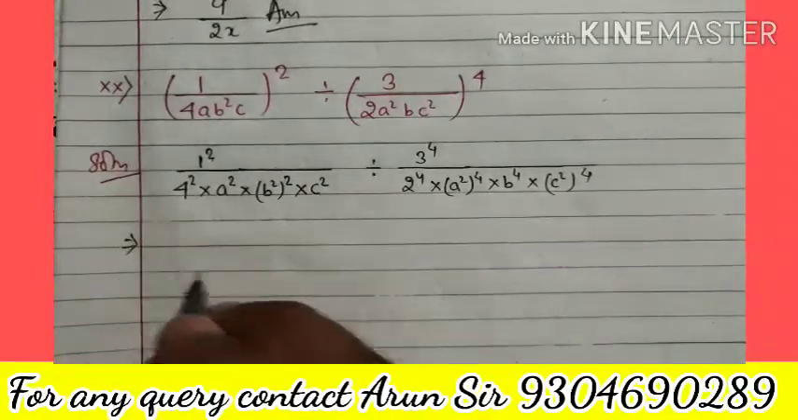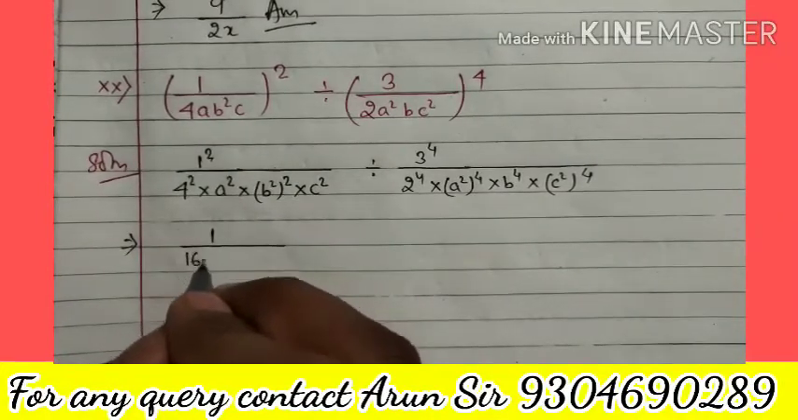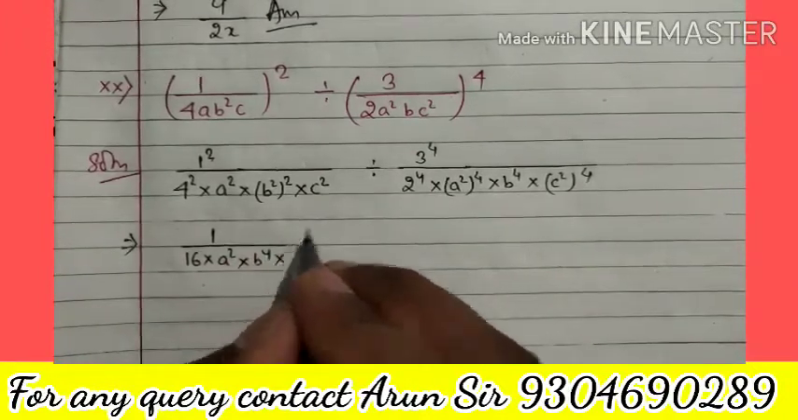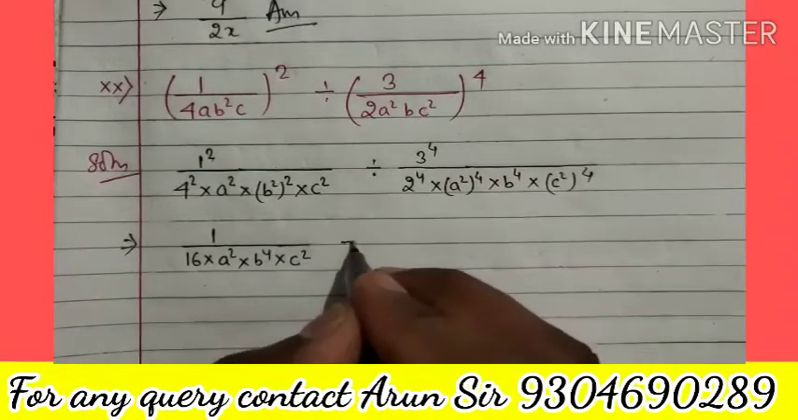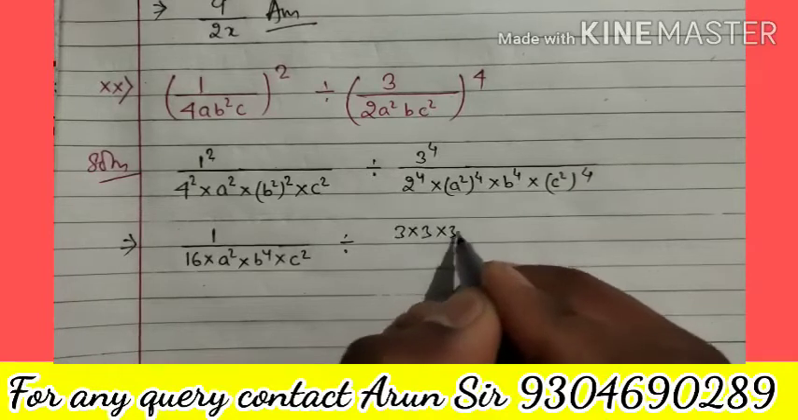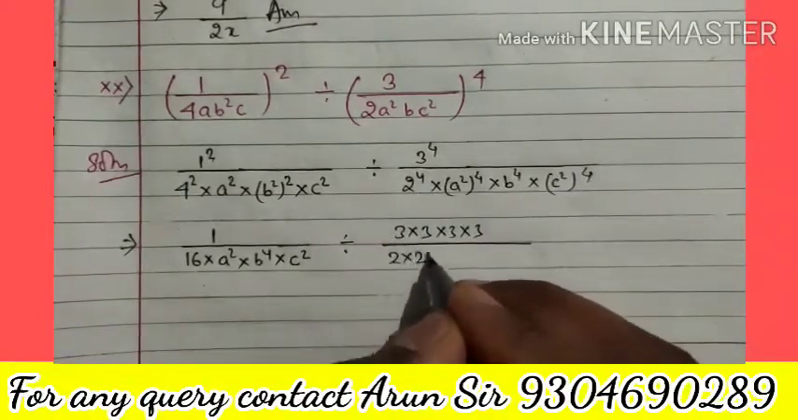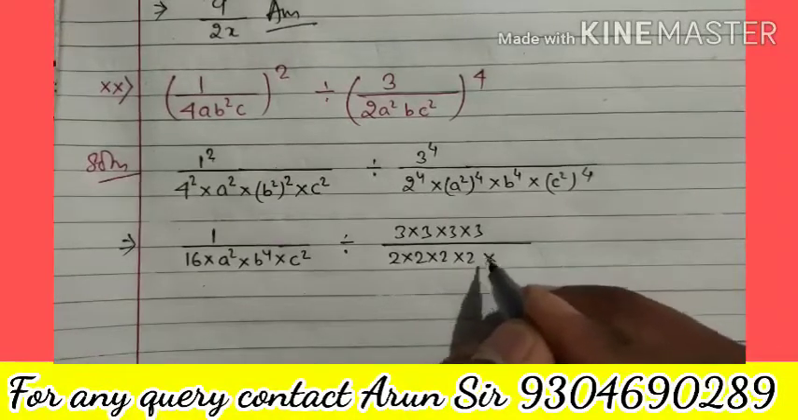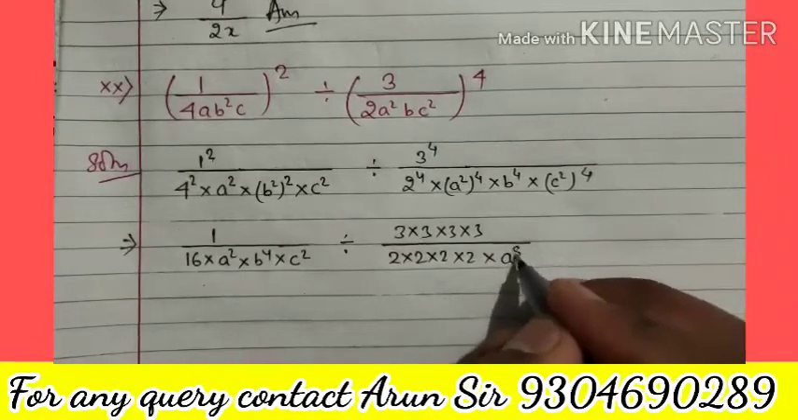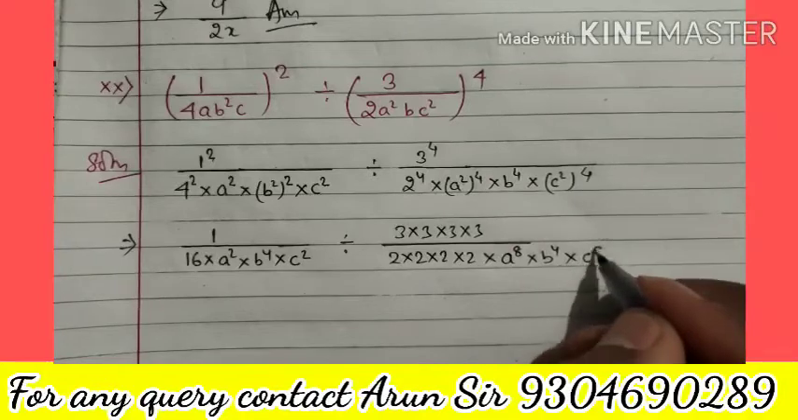Now in the next step 1 square, it means it will be 1. 4 square, 4 4s are 16, into a square into b to the power 4 into c square, divided by 3 to the power 4, 3 into 3 into 3 into 3, divided by 2 to the power 4, 2 into 2 into 2 into 2 into a to the power 2 into 4, 2 4s are 8, a to the power 8 into b to the power 4 into c to the power 2 4s are 8.